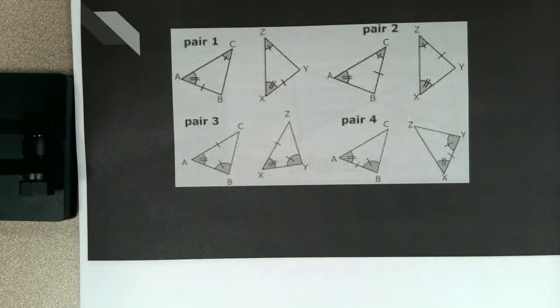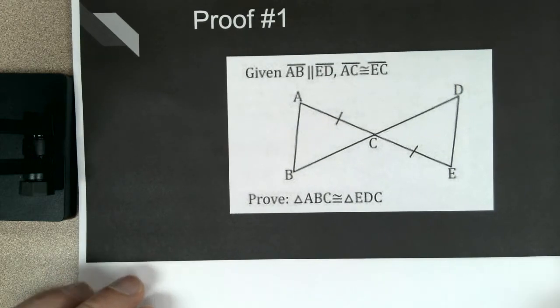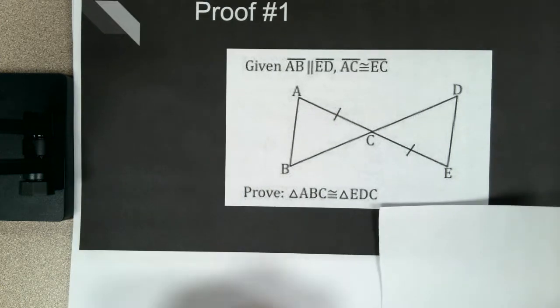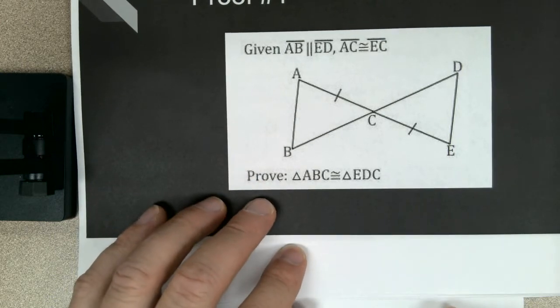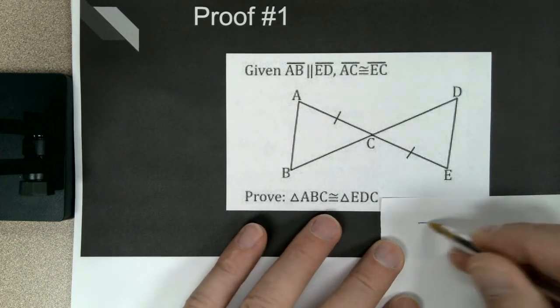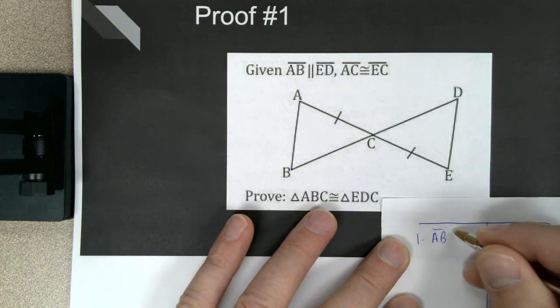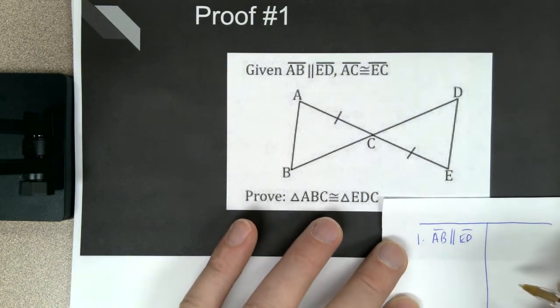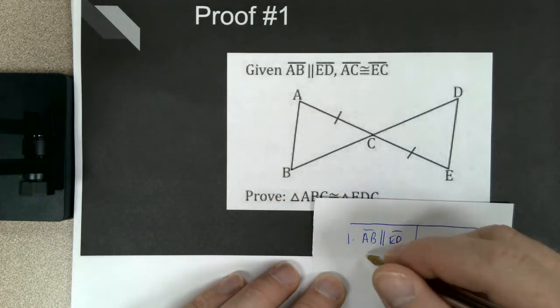All right, we're going to go ahead and move on to our proofs now. So if you want to go ahead and click to proof number 1. Again, I'm going to go through these first 2 together and then give you a chance to do one on your own this morning. So proof number 1, here's what we've got. They're telling us that AB is parallel to ED. And they're telling us that AC is congruent to EC.